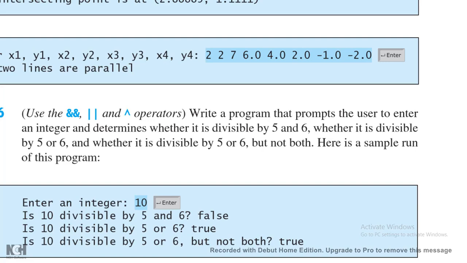Okay, so we gotta write a program that prompts the user to enter an integer and determines whether it is divisible by 5 and 6, whether it is divisible by 5 or 6, and whether it is divisible by 5 or 6 but not both. So here's a sample run of our program, right?